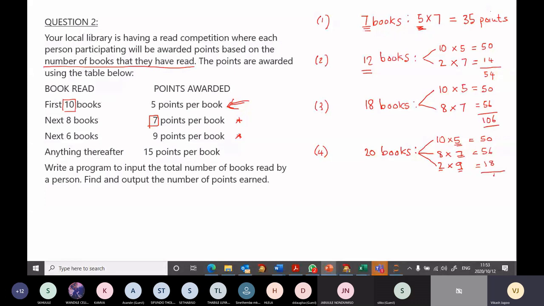8 and 6 is 14, carry 1. 5, 10, 11, and the carry 12. So that person will get 124 points for reading 20 books. And the 20 books fell into the first 10, next 8, and next 6. It fell into those 3 categories.